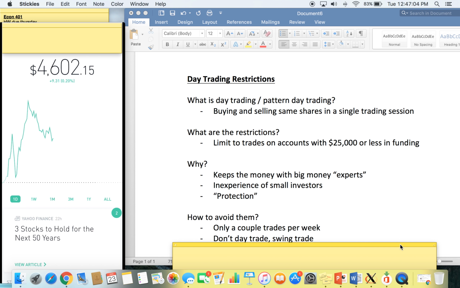So, ways to get around this. You can either only do a couple day trades a week. I believe the number is 3 max, and then on the 4th you'll get cut off for a certain period of time. And then the other option is to abandon day trading in general, which I think can be a lot random unless you really understand the charts and believe in the charts. And instead of day trading, you do what's called swing trading.